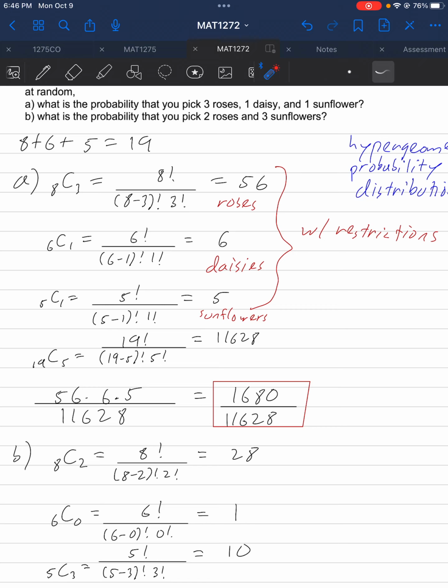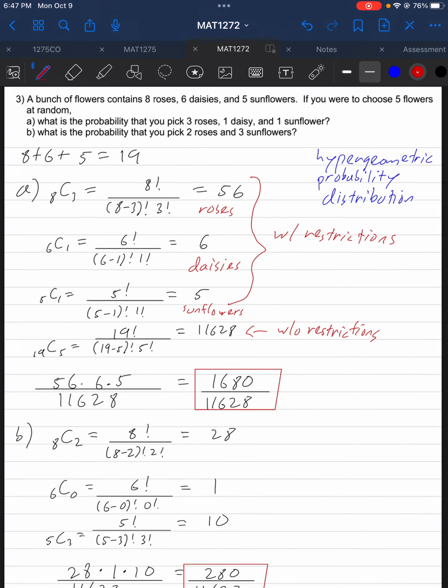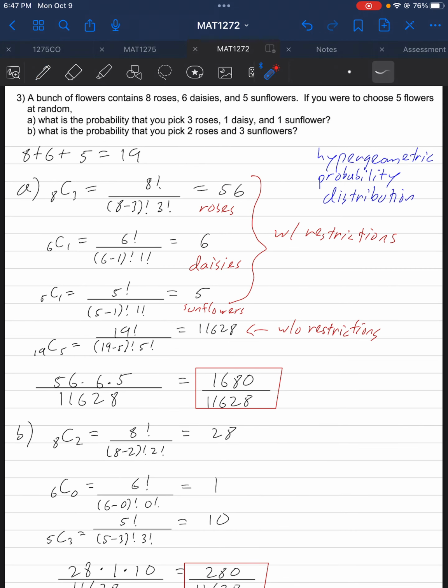So since we're finding a probability, our answer is going to be 56 times 6 times 5, the product of all 3 of these combinations, divided by the choice without restrictions. We are calculating how many ways this scenario can happen, and we're dividing it by the total number of scenarios that there are. And that's going to be 1,680 over 11,628.